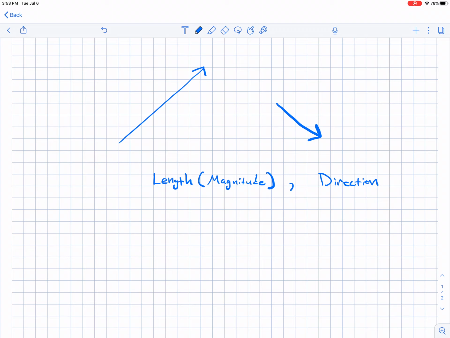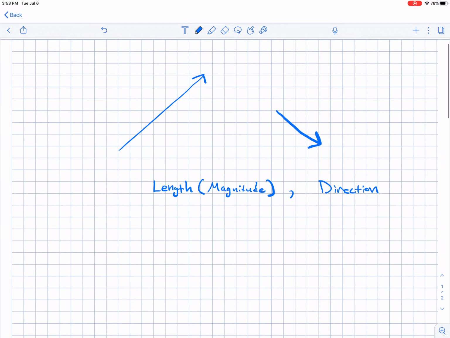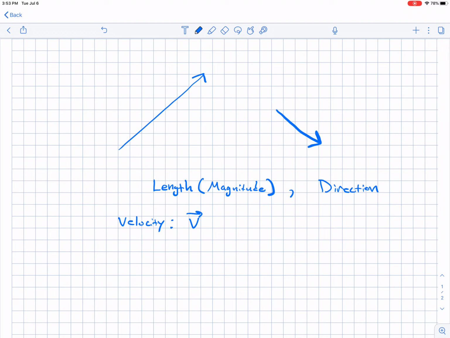We're going to look at a particular vector that's really important called velocity, that you probably heard of in your class. And that's denoted a V with the arrow on top. The arrow is there to tell you that that thing is a vector. Velocity is often confused with speed. Okay, and here's the difference.